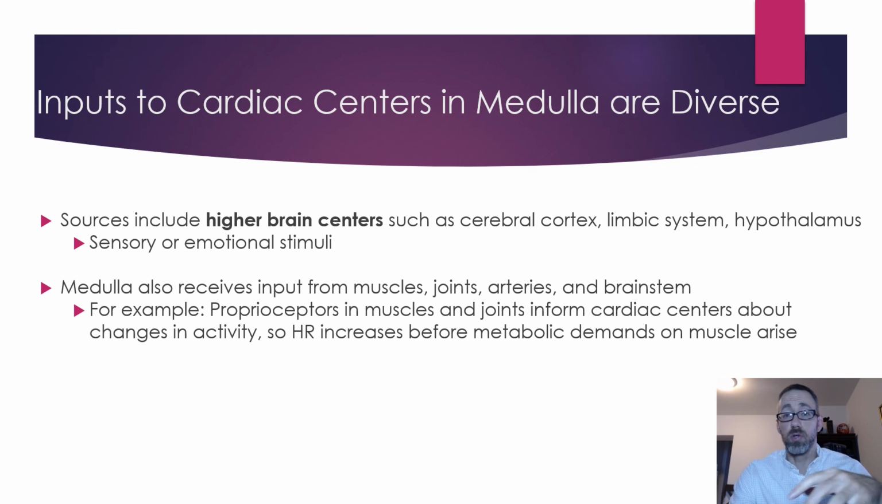Now, the inputs to the cardiac centers in the medulla are really quite diverse. In other words, you can think of anything that would increase your heart rate, and that's essentially coming from multiple regions of your brain, signaling the brainstem, telling the brainstem or the medulla oblongata to send the signal to the heart to increase the heart rate.